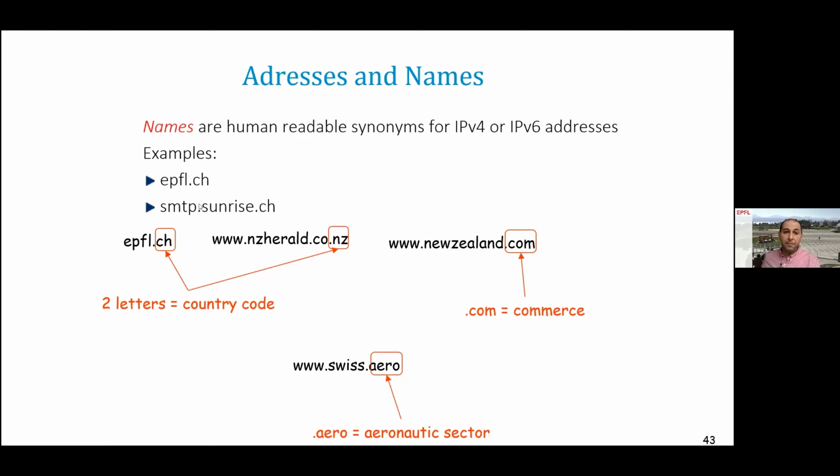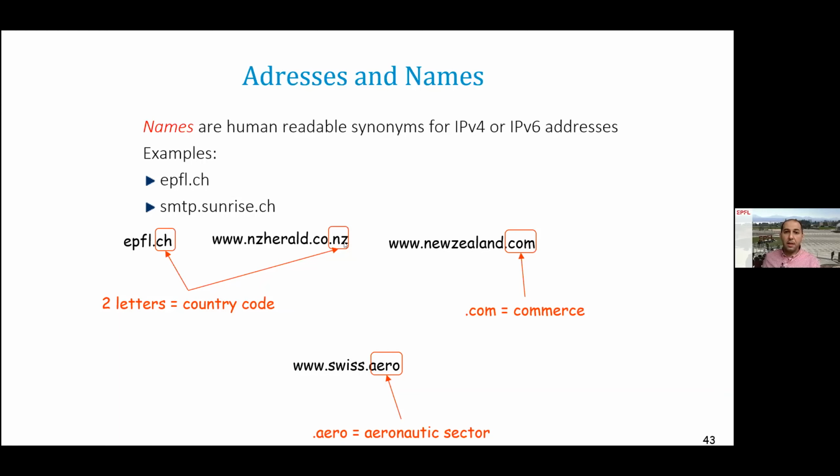So we go from more specific on the left to less specific on the right. Here on the right, we have two letters. This means that it's the country. CH means Switzerland. And on the left, we have SMTP. This indicates the service that we are addressing within the Sunrise company. Here we have the country. Here we have the company. And here we have the service inside this company.